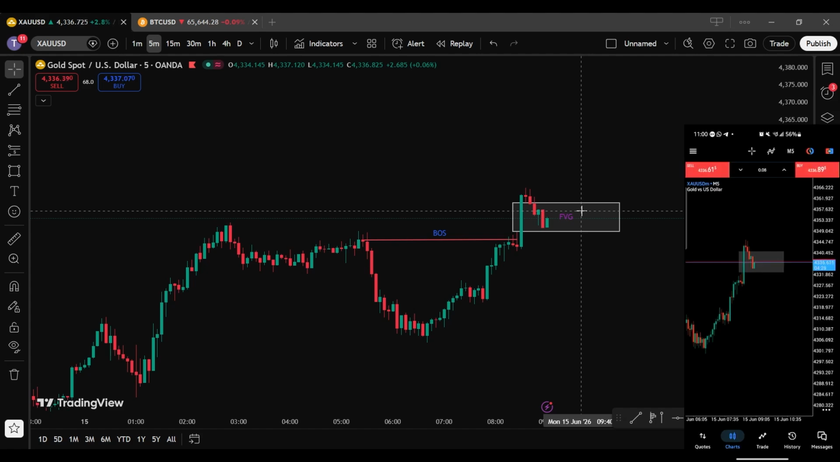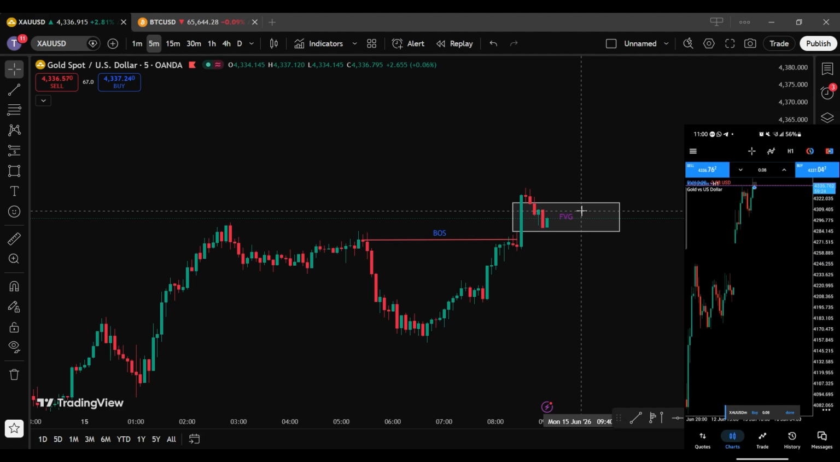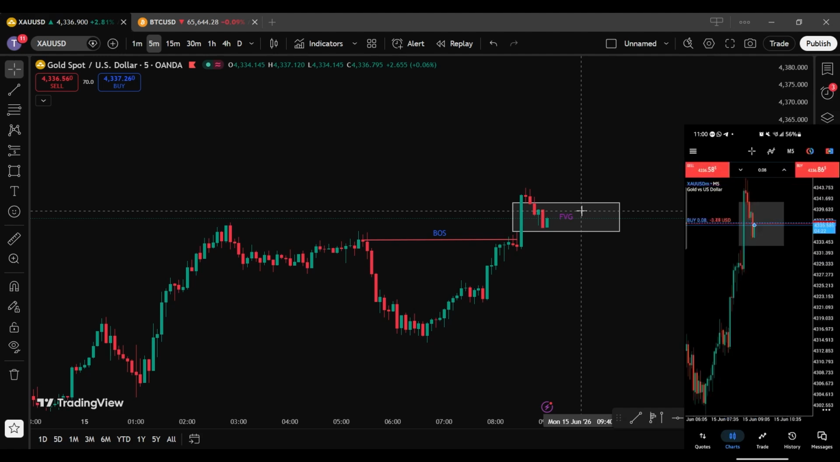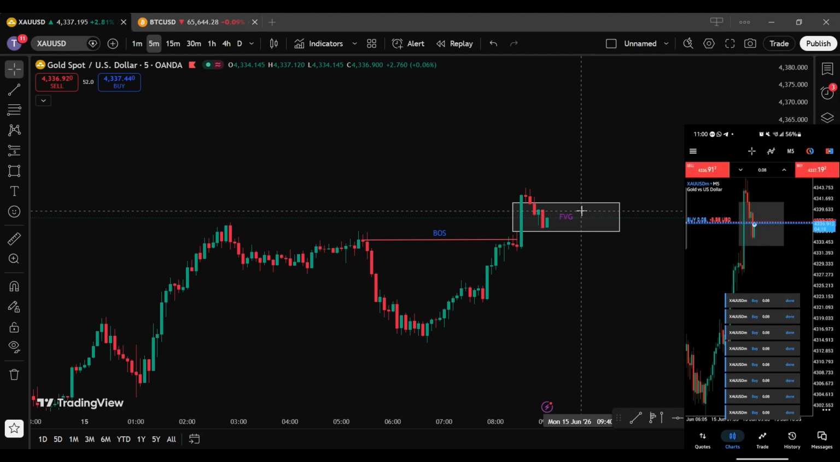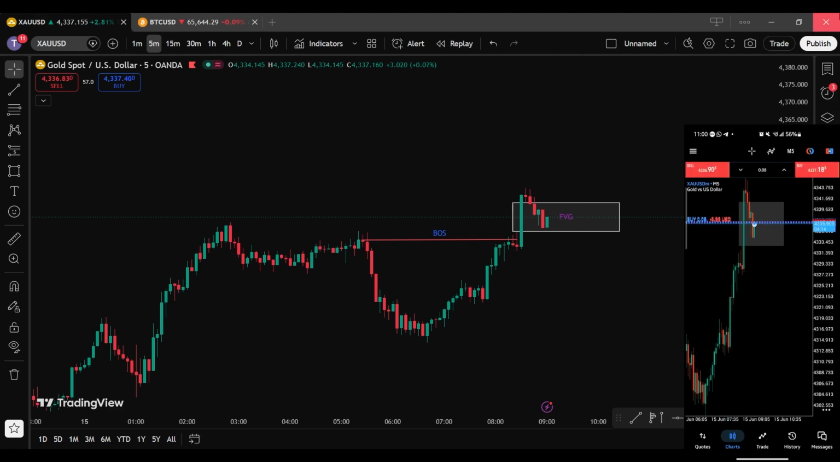So there are conditions that are needed for a fair value gap to be valid. These include break of structure, liquidity, also that the candles do not close outside of the fair value gap, because if they close outside of the fair value gap, that can invalidate it. It means that it's not being respected. So as long as the candles do not close outside of the fair value gap, you're pretty much in the good.